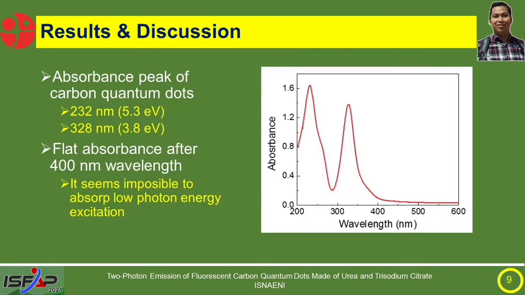The absorption of colloidal carbon quantum dot is shown in this slide. We notice two distinctive absorption peaks of carbon quantum dot. The first peak was about 232 nanometer, equal to 5.34 electron volt. The second peak was at 328 nanometer, equal to 3.78 electron volt. The first peak was related to the energy transition from pi to pi star state. Meanwhile, the second peak was related to the energy transition from n to pi star state, which originated from the surface functional group of carbon quantum dot.